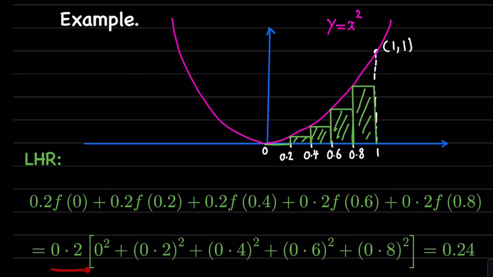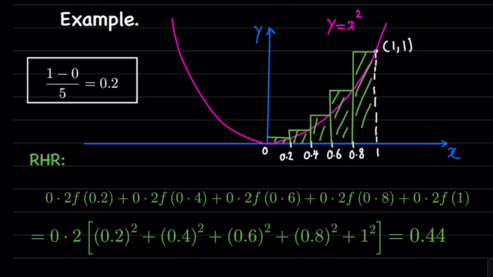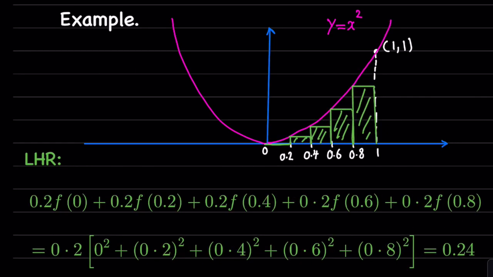So if you use a calculator, you compute this number, it's going to be 0.24. So this is going to be an underestimation. So this is basically an underestimate. Now the area that we are looking for is going to be larger than 0.24, but smaller than 0.44. So now we don't know what the area is, but we have a rough idea. It's going to be some number smaller than 0.44 and larger than 0.24.